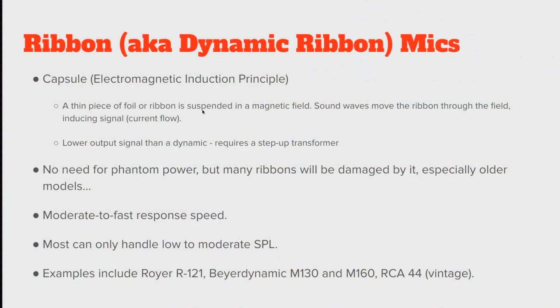So ribbon microphones have a moderate to fast response, and the reason for that is because we've eliminated all of the extra weight that was in the moving coil. We have a much lighter system and consequently a lot less inertia to get the system going. Most ribbon microphones can only handle low to moderate sound pressure level.